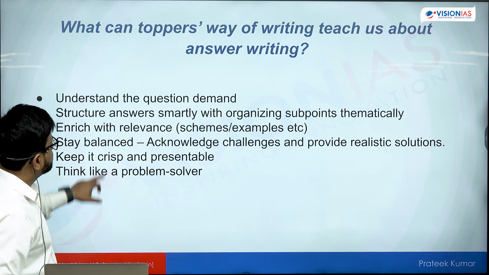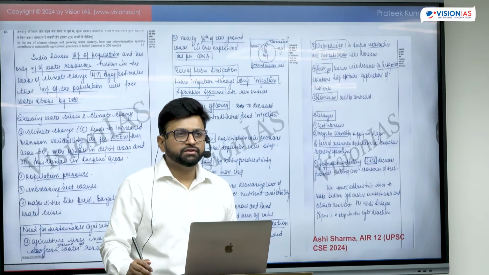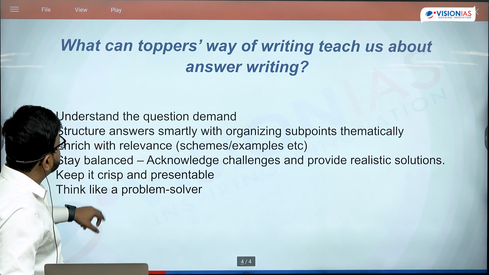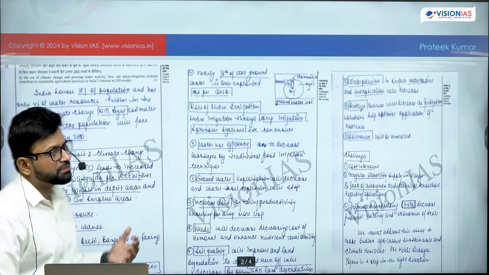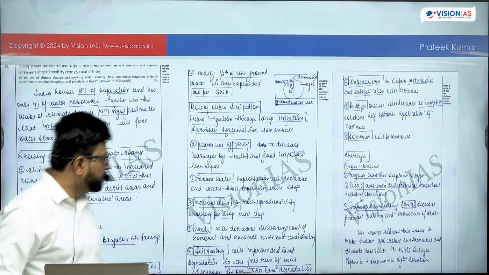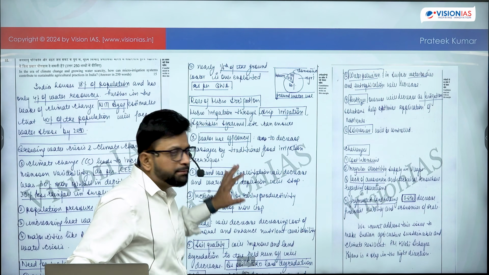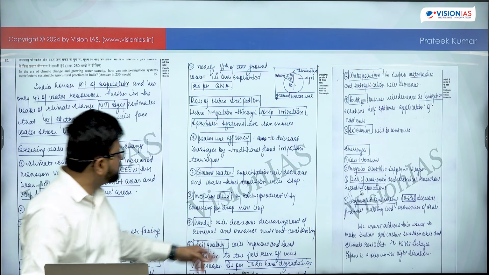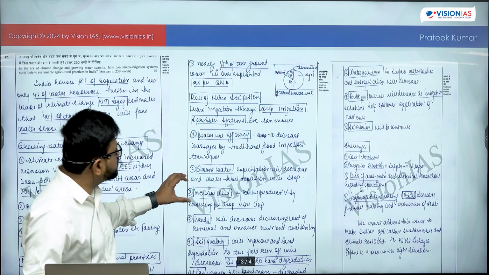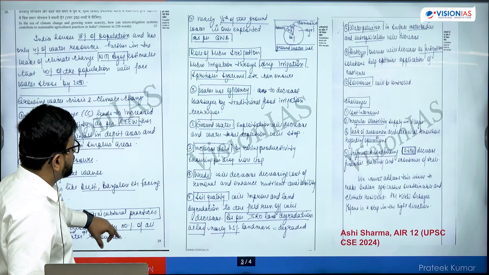It is also balanced in the sense that not only the potential is highlighted, but she has also provided the challenges as well. Then it is crisp and presentable in the sense that she has not over-explained any point. She has just written the specific point and then moved on to the next point. Presentable in the sense that it is also using diagrams somewhere, right? It's not diagram intensive, but it is presentable in the sense that you have proper delineation of subheadings, there is proper usage of boxes, underlining, and wherever required, she has also drawn a diagram as well.